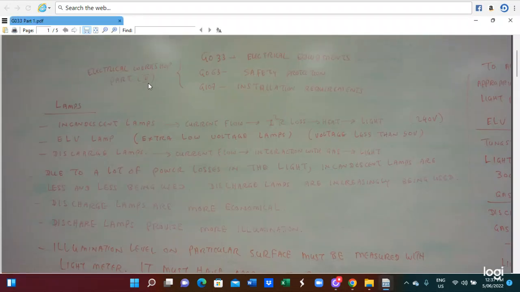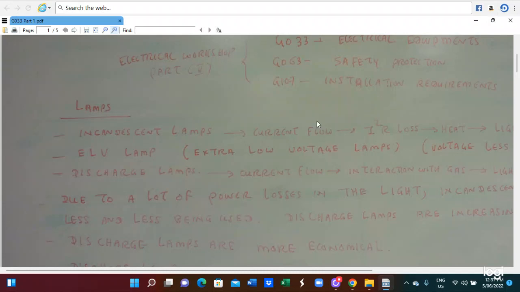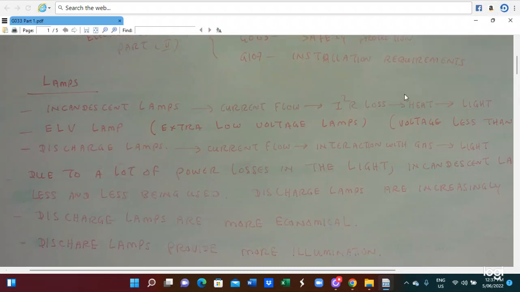So today's lesson, we're talking about lamps. The incandescent lamp is used when electrical current flows. In this case, it is I squared R, where I is the current and R is the resistance. So the I squared R power loss causes heat, and then light comes out.